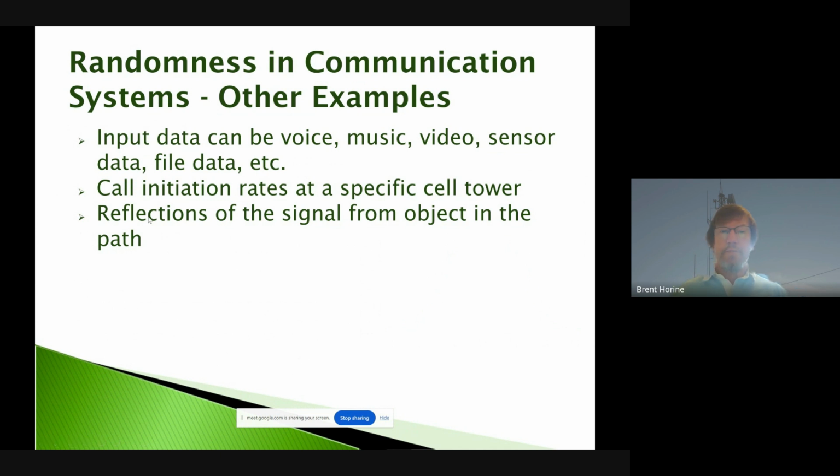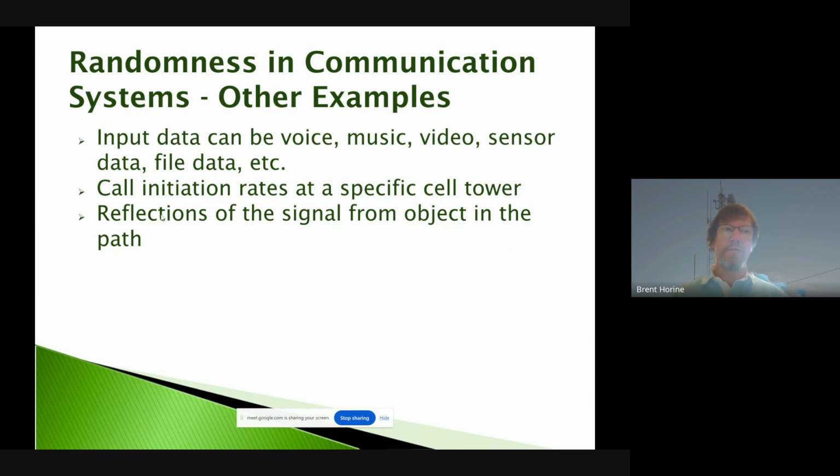Electromagnetic waves often reflect off of structures as they propagate from the transmitter antenna to the receive antenna. It might bounce off a building or an interior wall in your house or office when you're analyzing Wi-Fi, for example. And it might bounce off the ground or the floor or the ceiling.